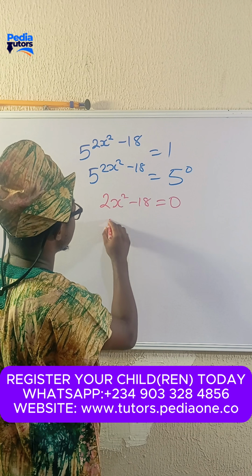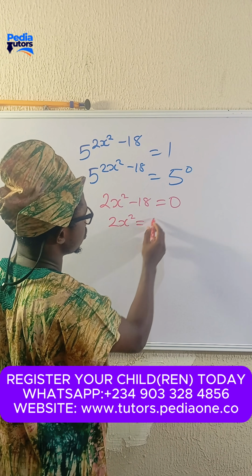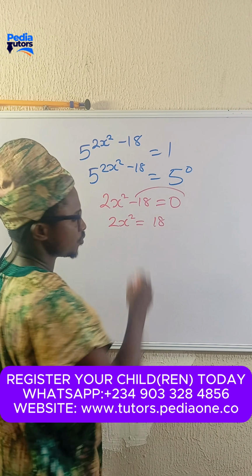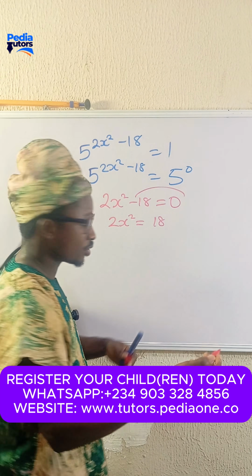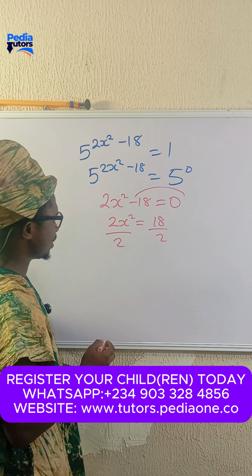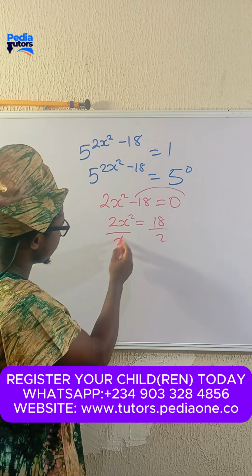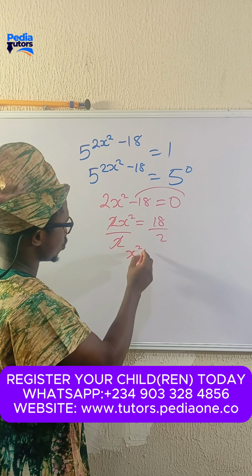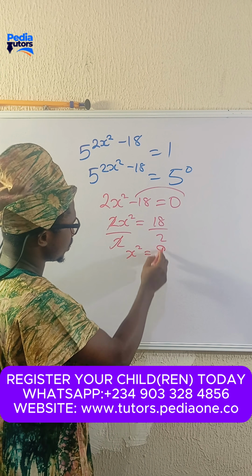So what you have next is 2x² equal to 18, because this 18 will move over to the other side, or you just add 18 to both sides. Alright, so we can now divide this by 2. If we divide this by 2, of course you can guess, this cancels out. You have x² left to be equal to 9.